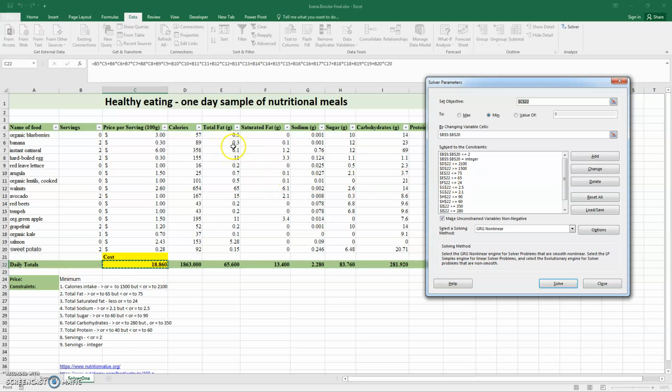Also, I set up the constraints on fat and saturated fat, sodium, sugar, carbohydrates, and protein, and I used these values according to the website which sets the optimum values of fat, sodium, sugar, carbohydrates, and protein for a regular adult, male or female. So that would be wise to do.